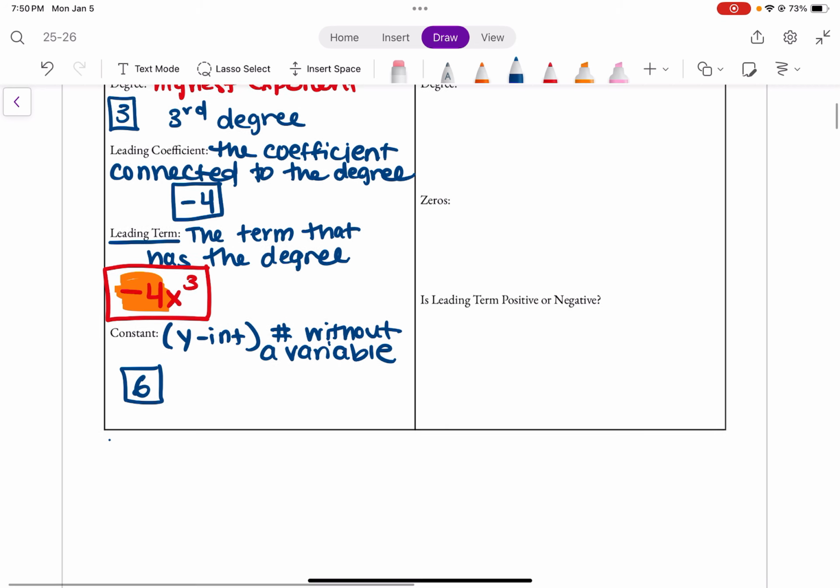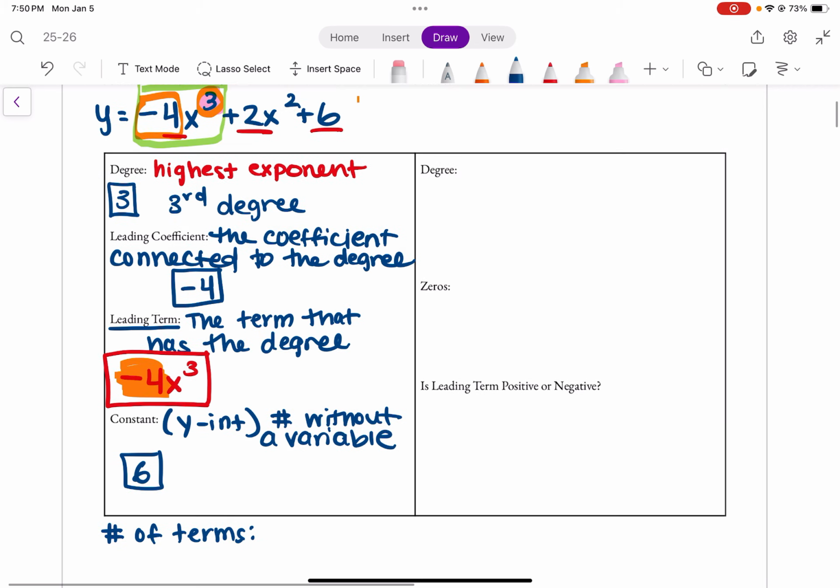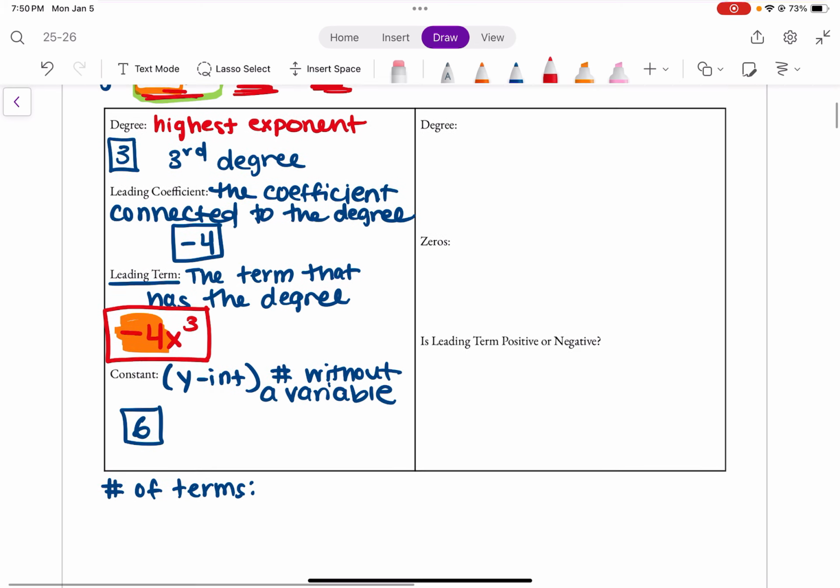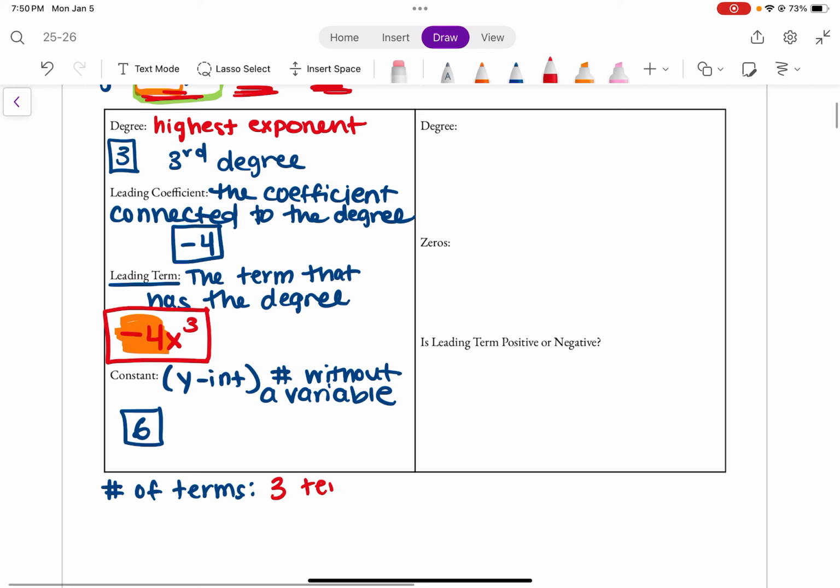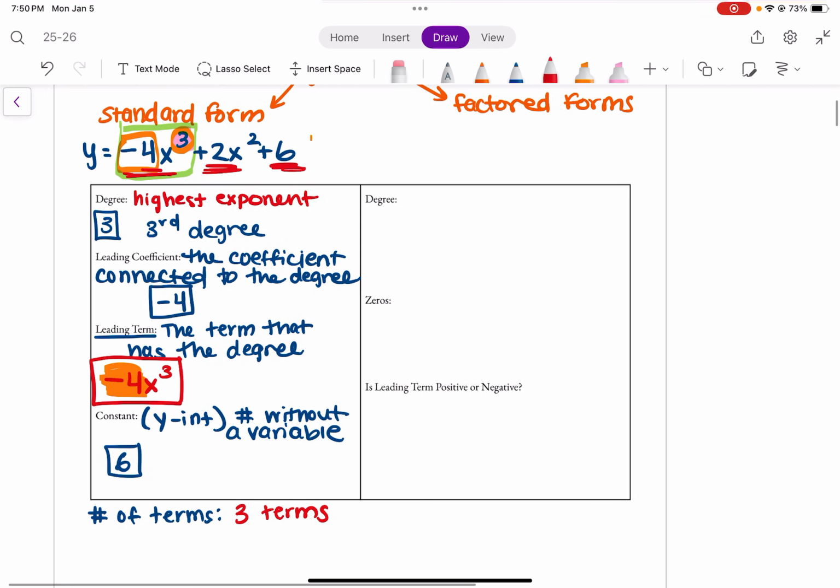The other thing that is not written in the notes, but we can also define the polynomial by the number of terms. In this case, we just talked about it. There are 3 terms, right? Anytime you see a plus or minus, that splits up a term. So this has 3 terms. Okay, so as you can see, in the standard form, there's lots of things that we can actually define.